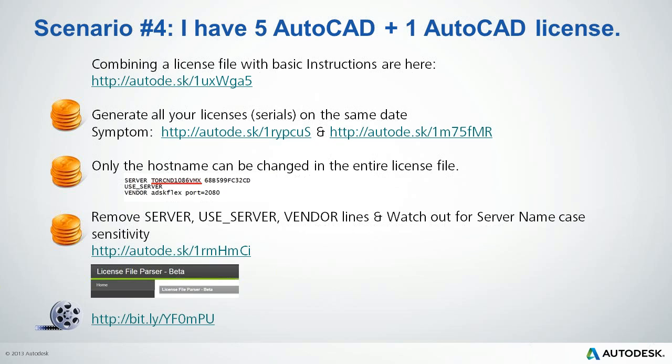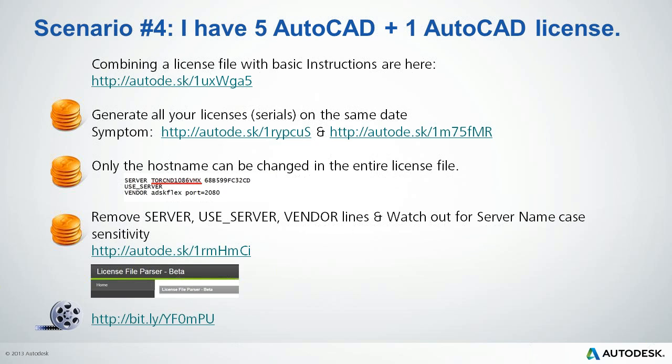Another note is that in the entire license file, the only thing that you can change is the host name. You can change it to anything. You can change it to an IP address. You can change it to localhost, which is kind of like a loopback name. And another thing to watch out for is case sensitivity with the server name as well. I've had an issue where the user had an uppercase server name and lowercase mixed in, and it didn't work properly. In fact, I can give you a quick demo of it not working. So a best practice is to actually remove the server, use server and vendor line, so that way you'll never have that problem again. So I have a link and a quick movie demo of that as well.